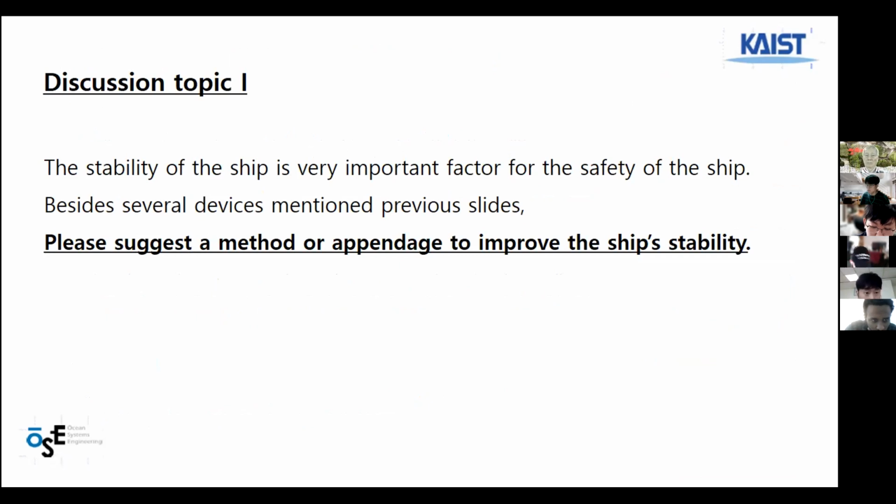The first discussion topic is like this. The stability of the ship is an important factor for the safety of the ship. As you saw in the previous slide, there are several appendages to reduce the ship's roll motion. Besides the several devices mentioned in the previous slide, please suggest a method of appendages to improve the ship's stability. Feel free to tell us your opinion.